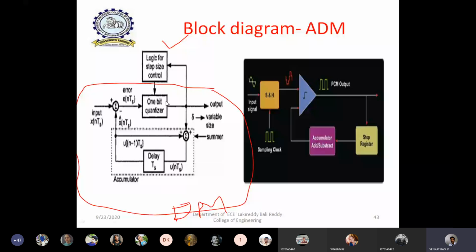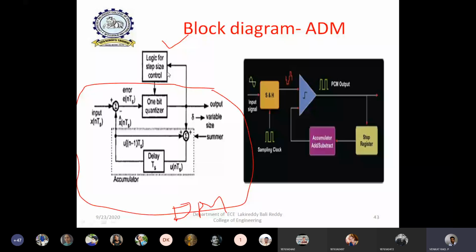For that purpose, we are going to add this logic for step size control to this particular quantizer so that the step size value is adaptively changed according to the input signal variation. Now let us see why this is required. We will explain it theoretically and then move on to the experimental case. So why is this additional block required for adaptive delta modulation?